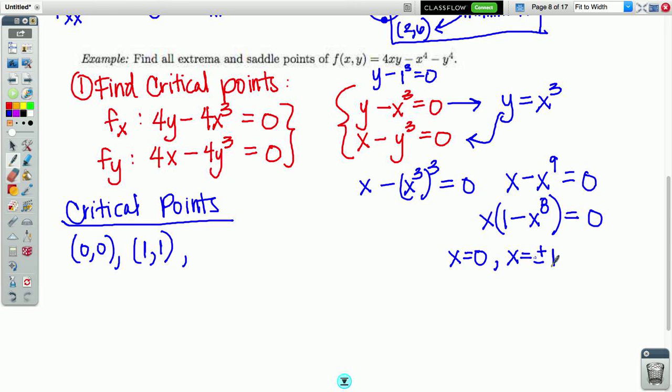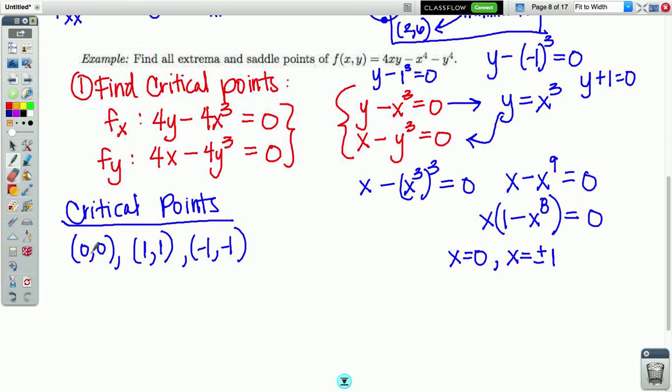And then if x equals negative 1, I'm going to plug that also in right here, and that would give me y minus negative 1 to the third equals 0, or in other words, y plus 1 equals 0. So y would have to be negative 1. And those are my 3 critical points of this function.